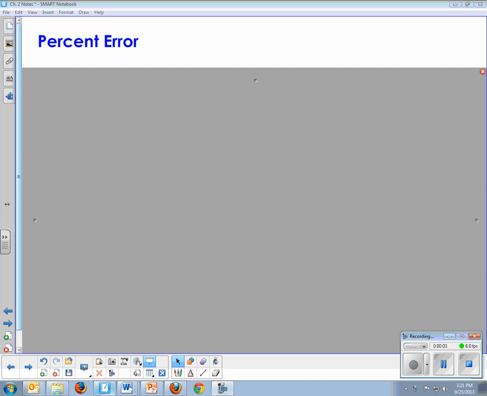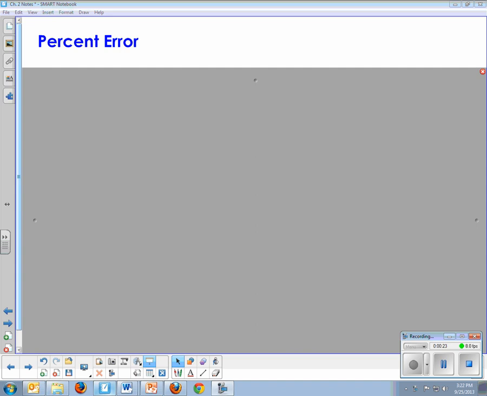This lesson is on percent error. Percent error is something you will do quite often in lab when you have quantitative data. And this will be a part of your validity in your evaluation. So percent error is going to talk about how close you are to the correct, accurate answer.